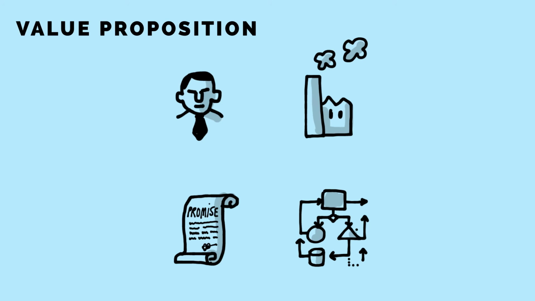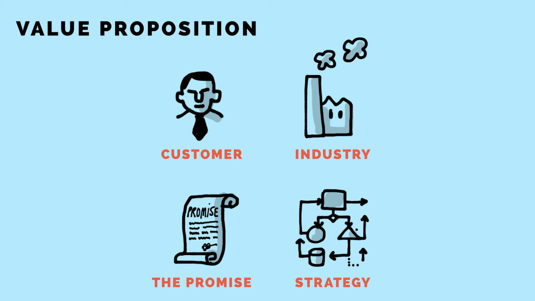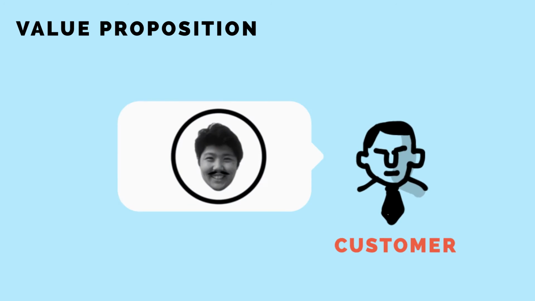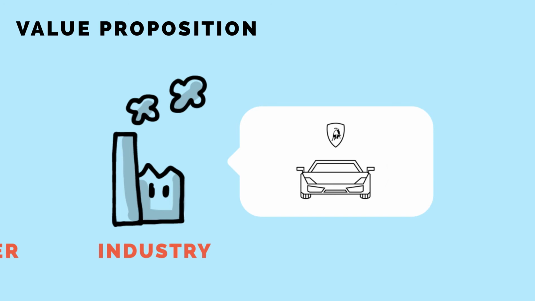Next, you'll develop your value proposition. This will have a few parts: the customer, industry, the promise, and your strategy. This will be your sales message. First, your target customer, very clearly, without trying to be everything to everyone. Next, what industry category or specific segment?